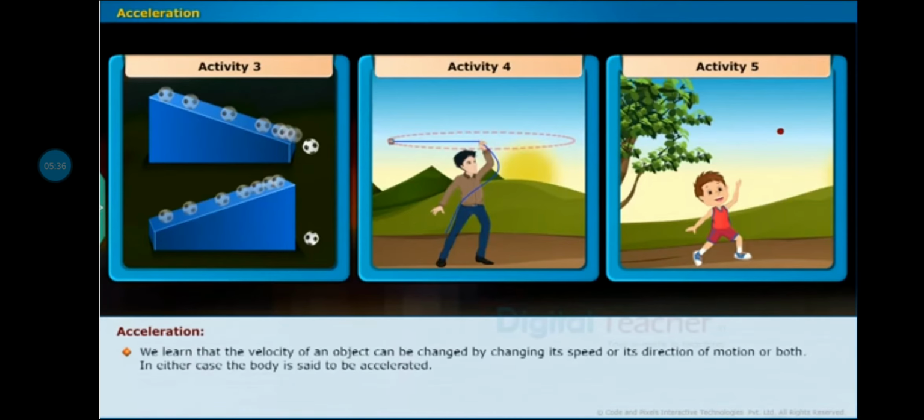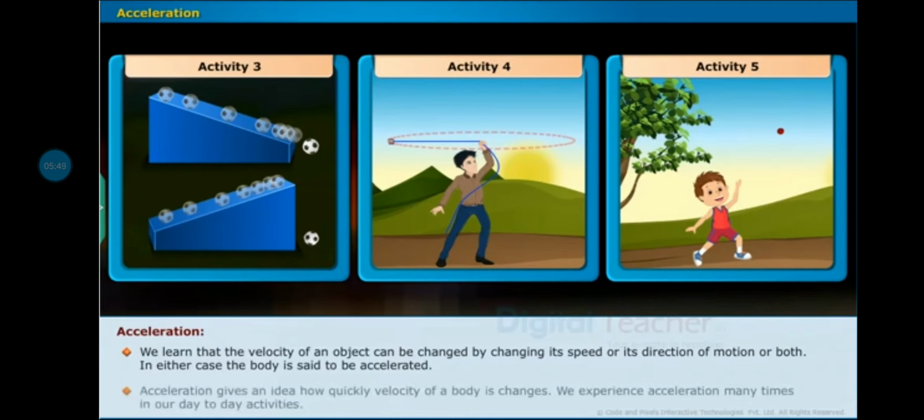Now the next topic is acceleration. Let's see what acceleration is. The velocity of an object can be changed by changing its speed or its direction of motion or both. In either case, the body is said to be accelerated. Acceleration gives an idea of how quickly the velocity of a body changes. We experience acceleration many times in our day-to-day activities.